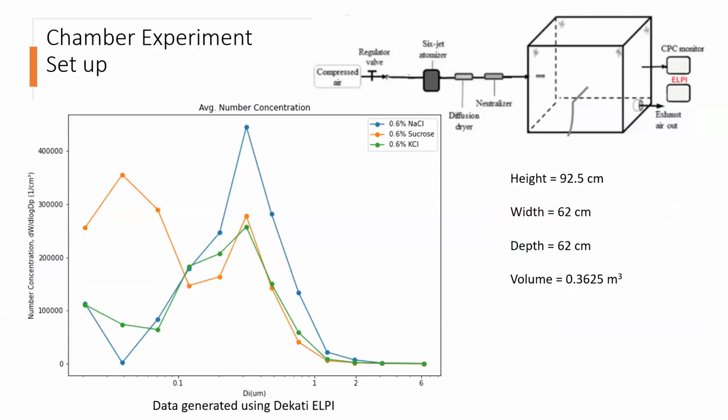So this is the chamber experiment setup. I have a chamber made of glass fiber, with a volume of 0.36 cubic meters. The 3076 atomizer generates the aerosol, which goes to the diffusion dryer and then gets pumped into this chamber. The aerosol then goes to the CPC and LP, and the data is generated.